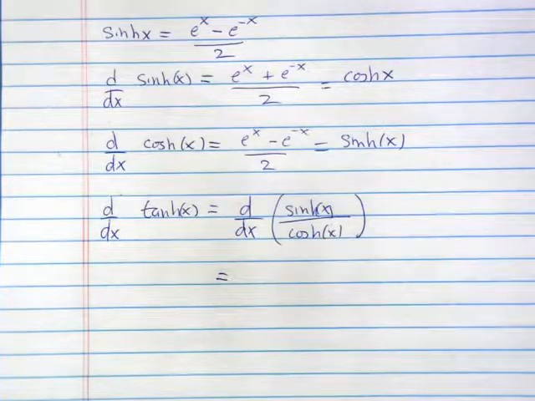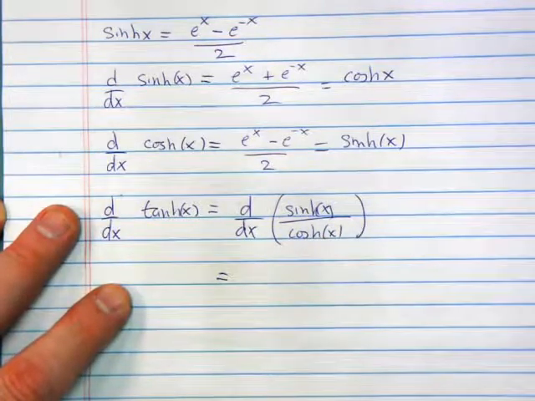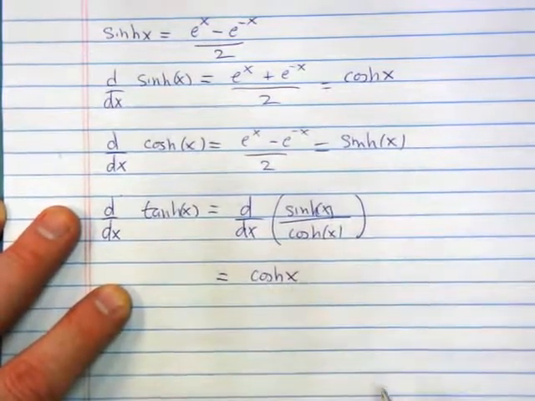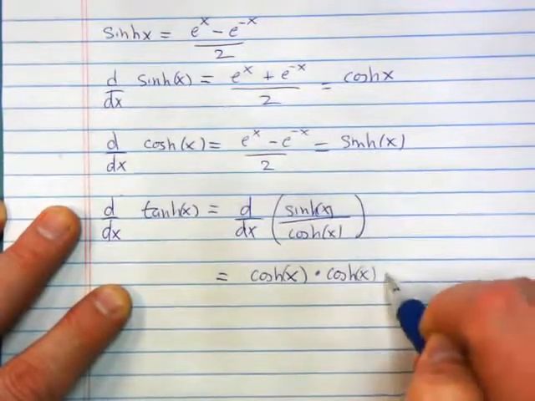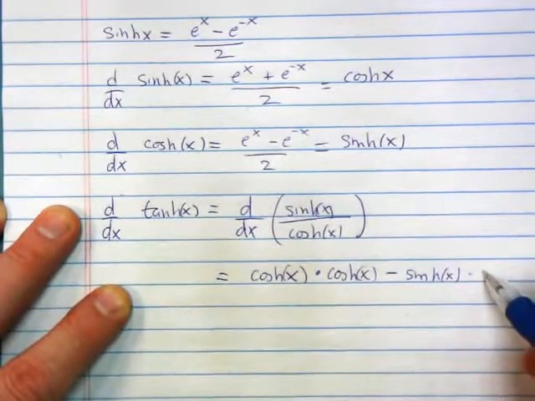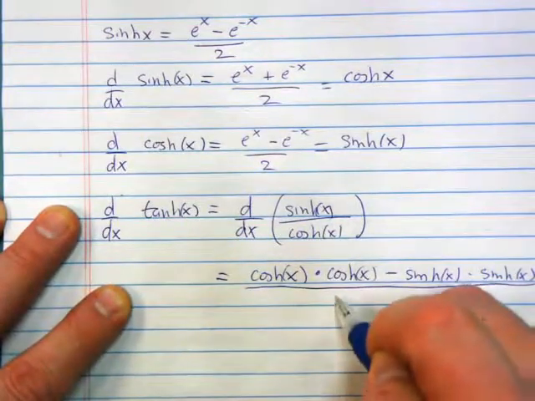What's the derivative of tangent? Secant squared. So your guess as the derivative of hyperbolic tangent is hyperbolic secant squared. That would be my guess. Well, let's see. We've got to use the, what rule is that? Quotient rule. So that's the bottom times the derivative of the top, minus the top times the derivative of the bottom, all over the bottom squared.